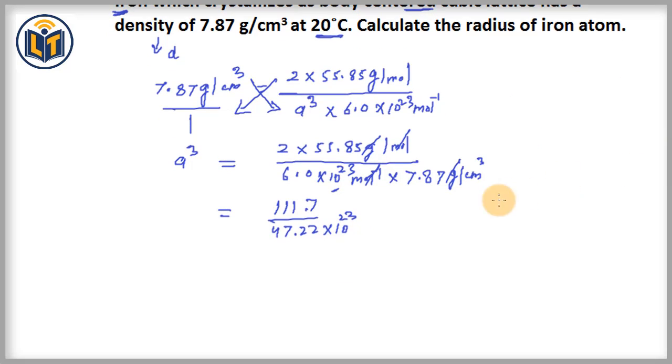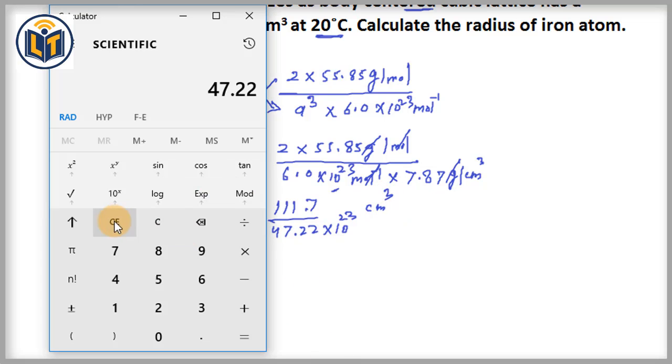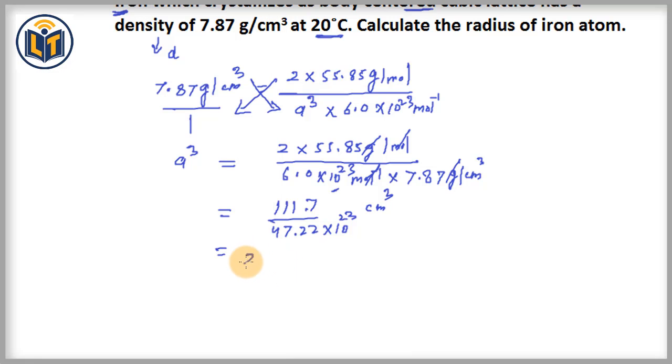Now we can divide these values, and remember the unit is centimeter cube. At the top we have 111.7, divided by 47.22, and the value we get is 2.366. This is multiplied by the positive exponent at the bottom, which when it goes up becomes a negative exponent, 10 to the power minus 23, in centimeter cube.